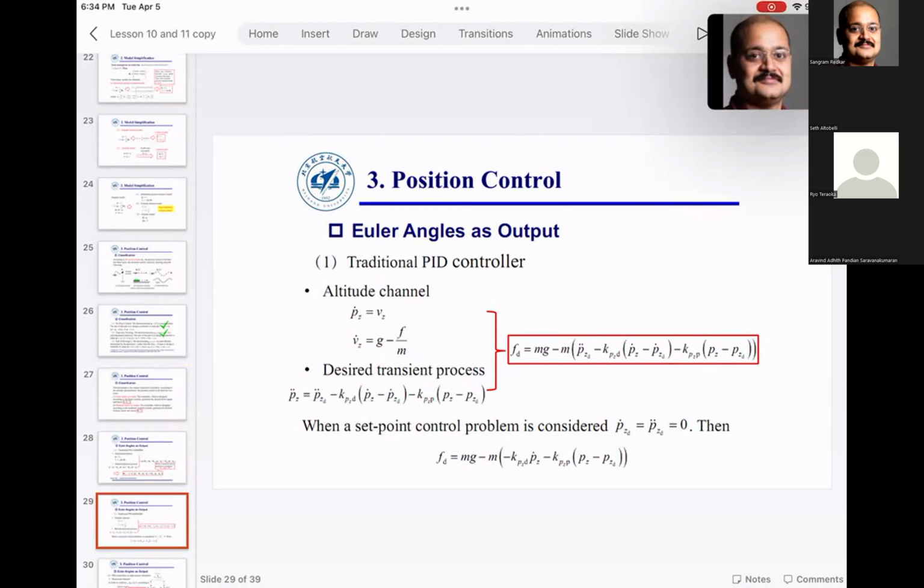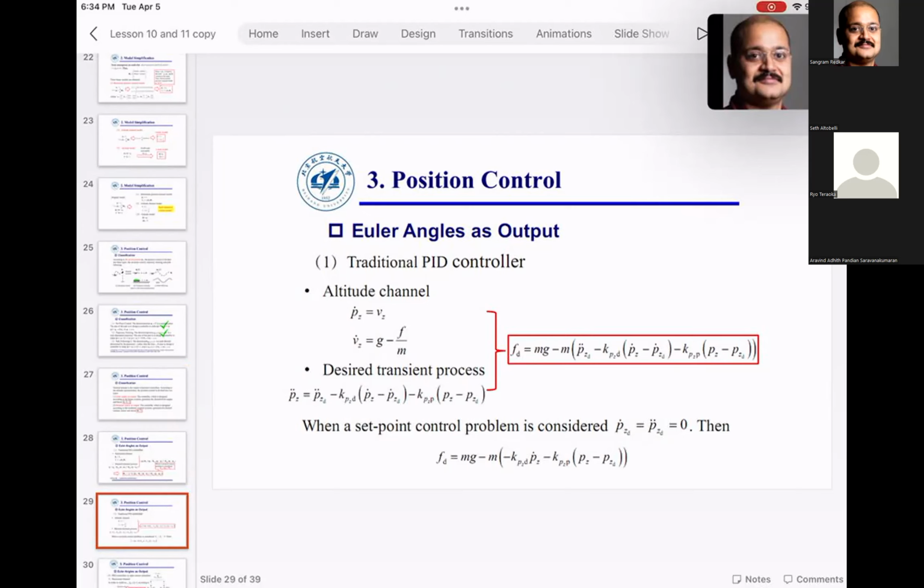So basically, think about PIDs as having proportional, derivative, and integral terms. Usually we don't use integral. We use integral only when we need very close set point control. But we usually go with proportional and derivative control.